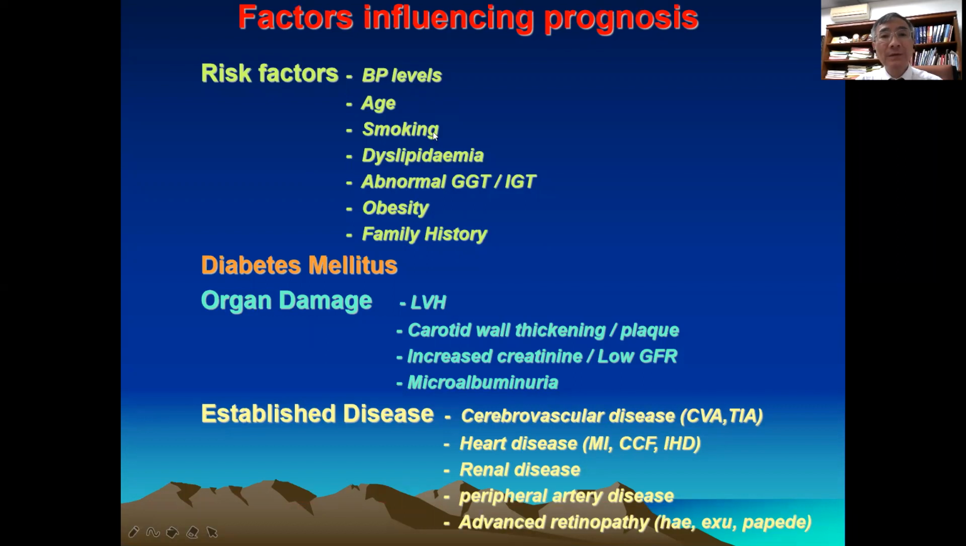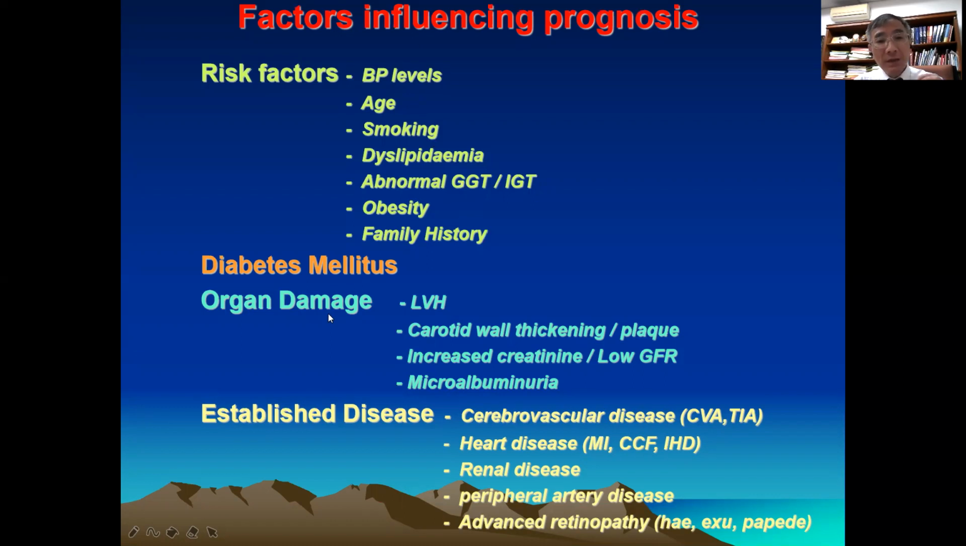What are the risk factors that can affect patients and cause them to develop cardiovascular, renal, or cerebrovascular disease? Well, in addition to blood pressure, there is their age, whether they smoke, their lipid levels, whether they are diabetic, whether they are obese, whether they have a family history of these diseases. The presence of diabetes would greatly increase the likelihood of future disease.